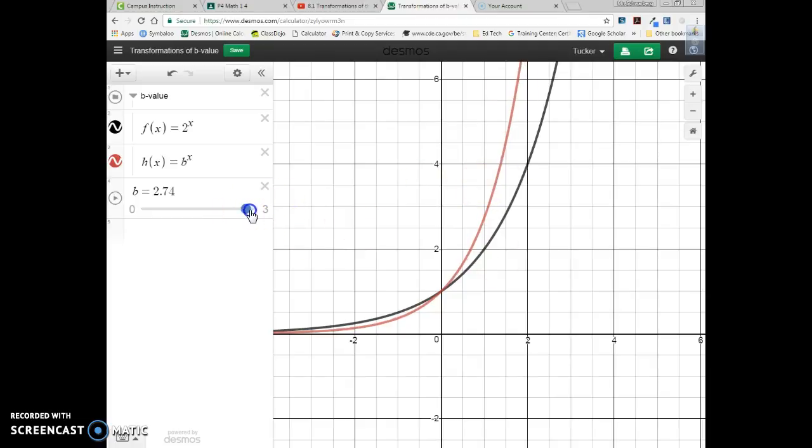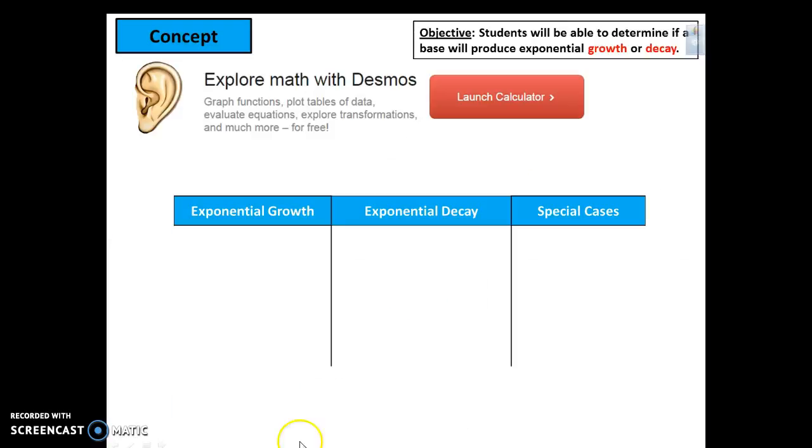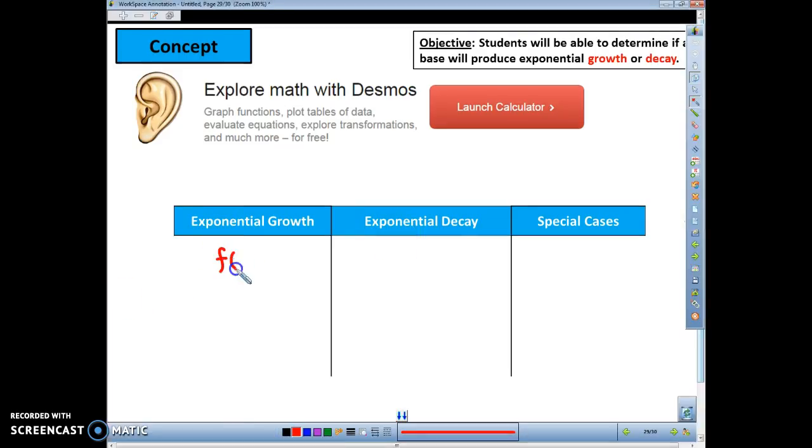So this is all exponential. This is exponential growth, right? I am increasing. So I'm still growing, still growing, still growing, still growing. So let's say f of x equals 2 to the x. This is exponential growth. So what we're going to want to do, we're going to write here exponential growth, f of x equals 2 to the x.